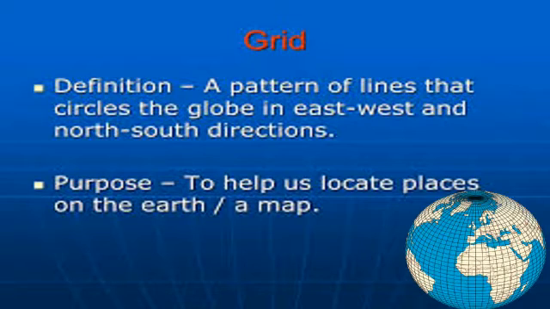So, why is this grid made? It helps us to locate places on the earth or on a map. The horizontal lines from east to west are called the lines of latitude, while the vertical lines from north to south are called the lines of longitude.